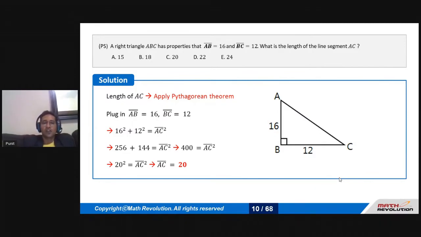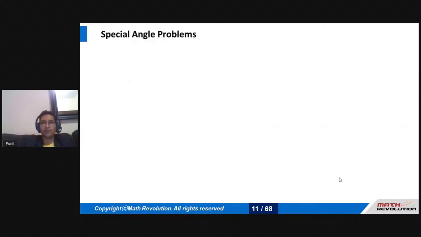AB square plus BC square would be equal to AC square. That's the hypotenuse. 16 squared is 256. 12 squared is 144. That gets me a sum of 400, which is the square of 20. So my AC is 20. Job done. Simple. So the answer here goes as C.